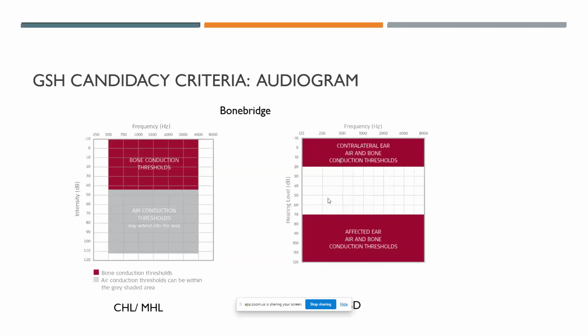Then the bone bridge, when we're just looking at the audiogram, what's very important is that the bone conduction thresholds do not exceed 45 dB. Your air conduction thresholds, this is in the ear that we are interested in implanting, can be at any point in that gray area. And if it's a single-sided deafness person, the good ear has to be strictly normal, and then the affected ear or the bad ear can be anywhere between severe to profound.